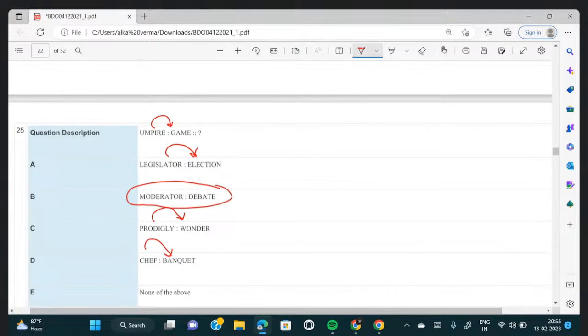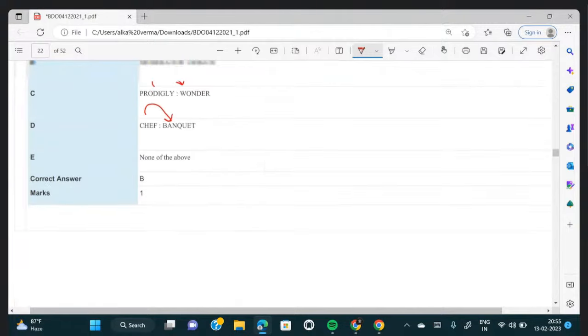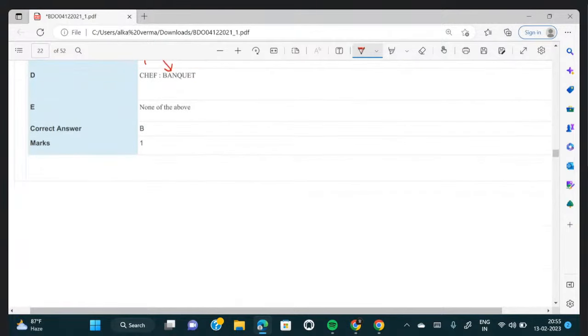A debate is going on between a person A and a person B, then there has to be a moderator to know, means to check who is going correct and who should be given more point. Question number 26. So answer will be your B.